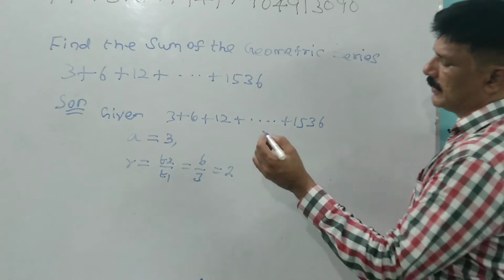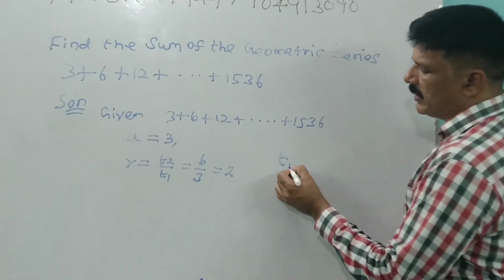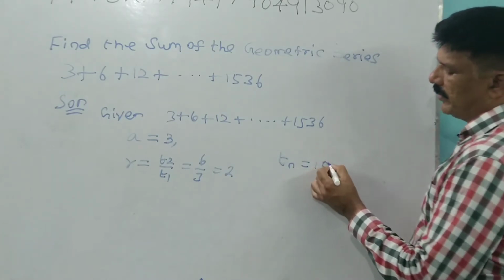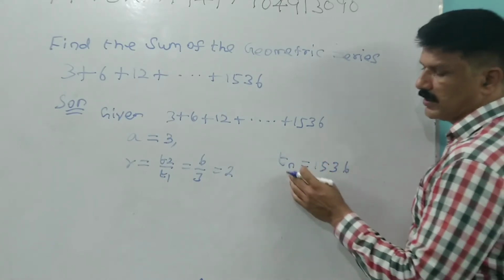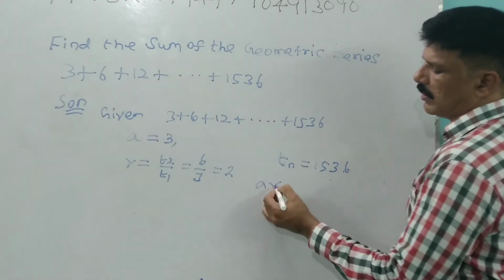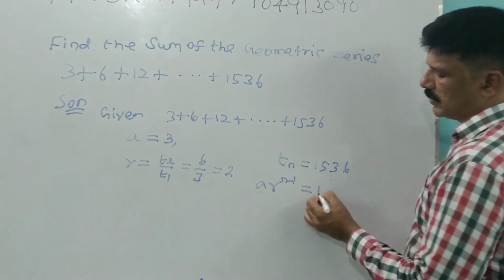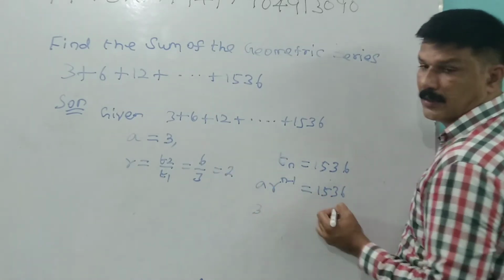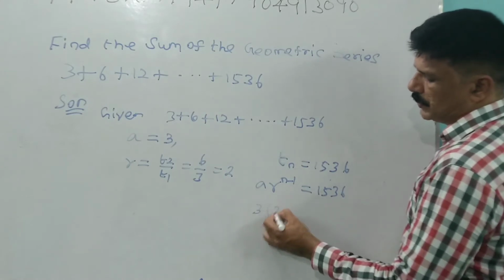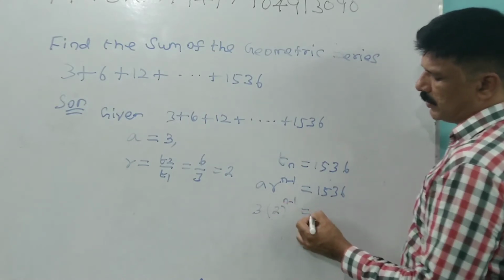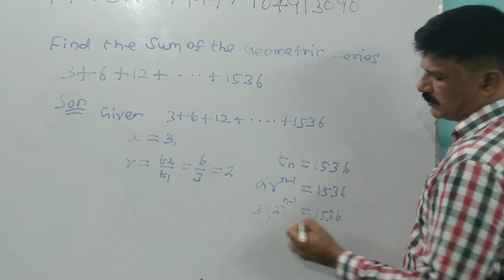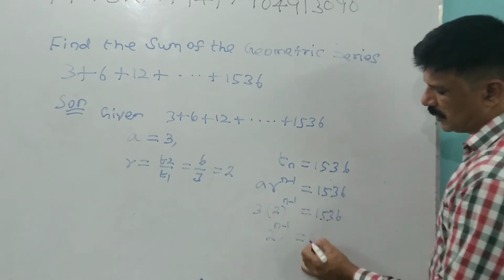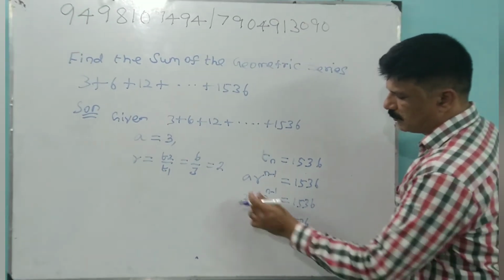Here we also find n. For that, we know Tn equal to nth term, Tn equal to 1536. What is the Tn formula? a r power n minus 1 equal to 1536. Here a, what is the value? 3. A value 3 and r value 2. 2 power n minus 1 equal to 1536. Next step, 2 power n minus 1 equal to 1536 divided by this 3.